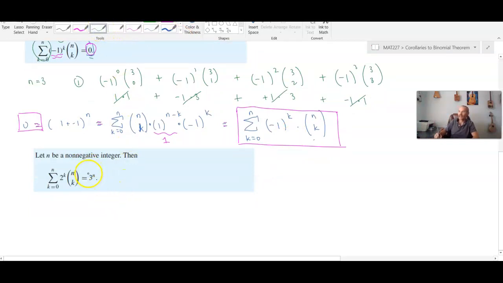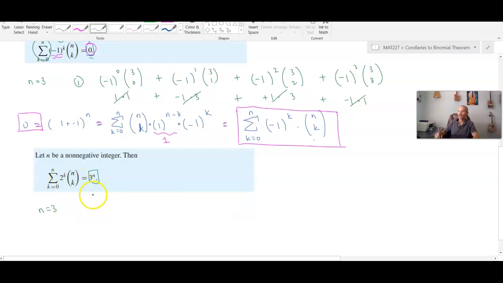Here I have 3 to the n, and I want to show that if you sum up 2 to the k times the n combination k, that's the same thing as 3 to the n. Well, again, I just want to get a little bit of intuition. I want to make sure that I'm convinced and that I understand what this is saying.